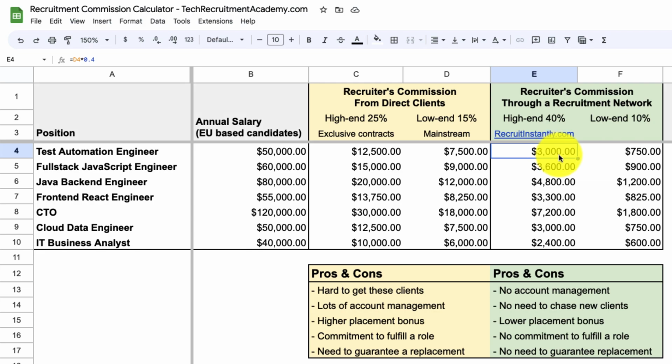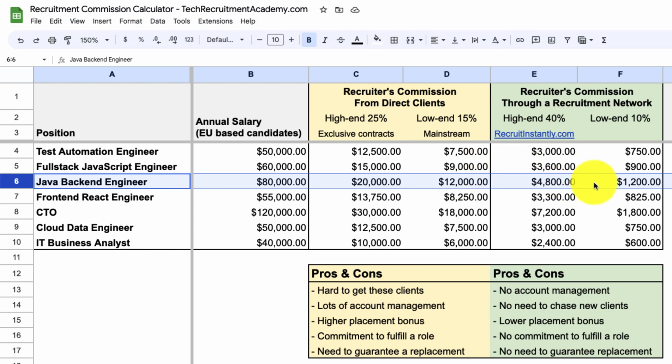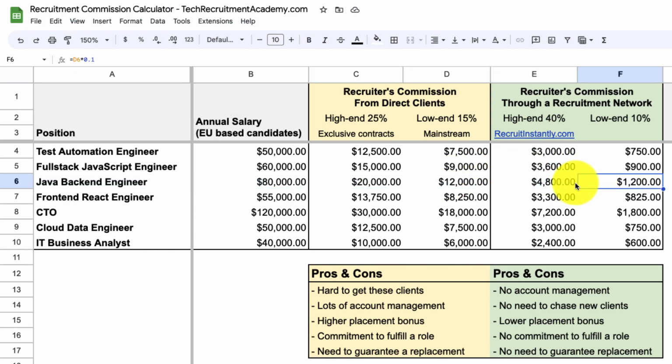So, you know, 3,000 is great in this case because you don't do any business development, you don't provide refunds or guarantees or whatnot. Okay, so just when there is a hired candidate, you submit through the network, and once the candidate is hired, they pay you the commission. So that's very cool. If you place a Java backend engineer, then you will get somewhere around, let's say, 3, 4, up to $5,000 or euros through the network.